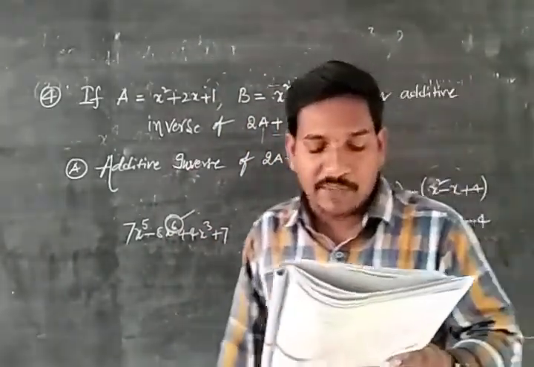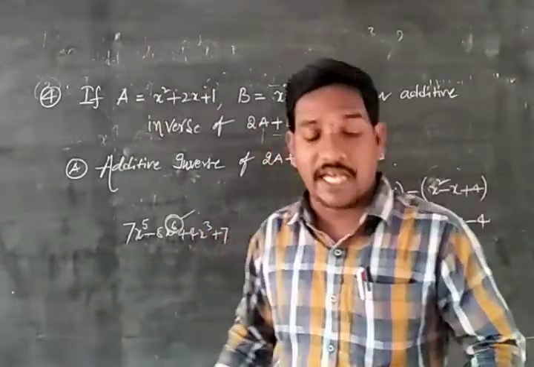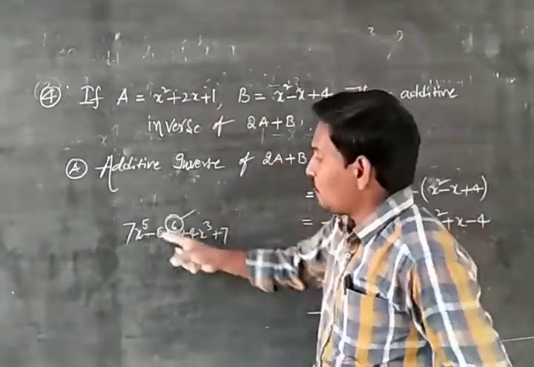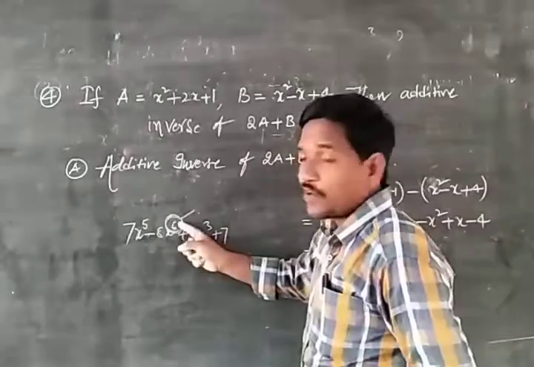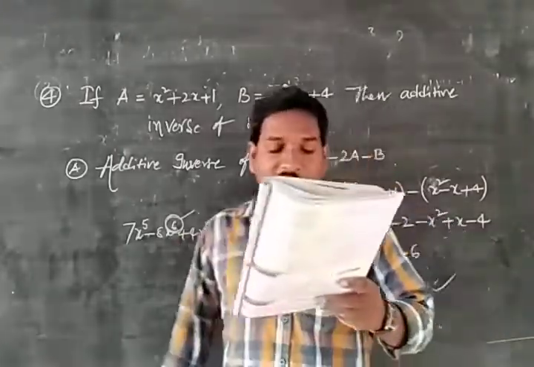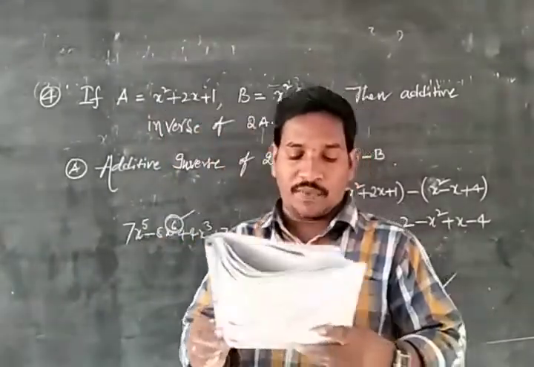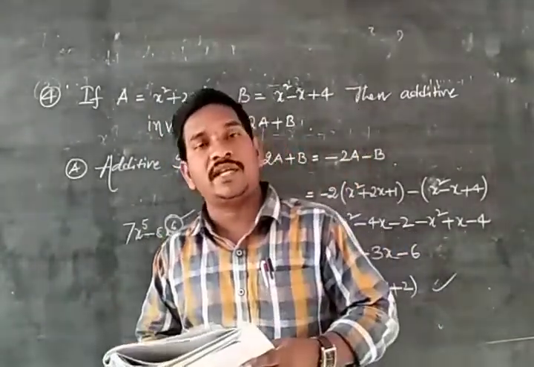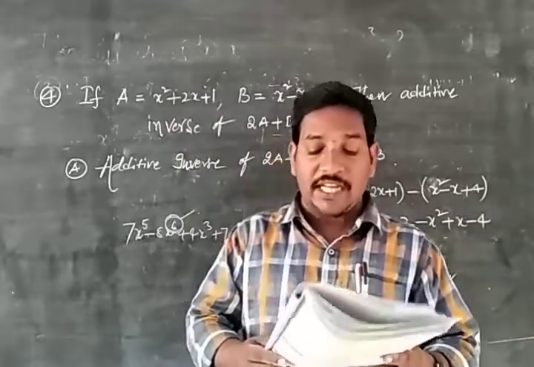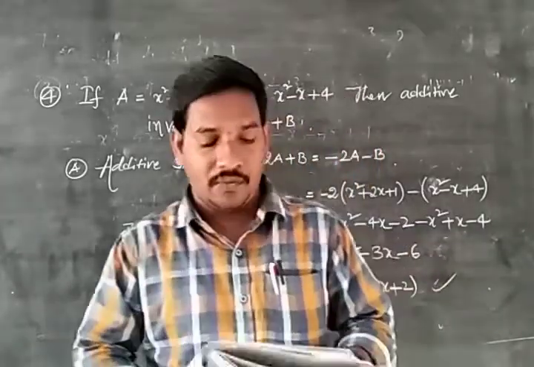Statement 2 is the highest power of the terms. Here 5, here 6, here 3. The highest power is 6. So the highest power of the terms in the polynomial is the degree of the polynomial. So both statements are true, and statement 2 is the correct explanation of statement 1.